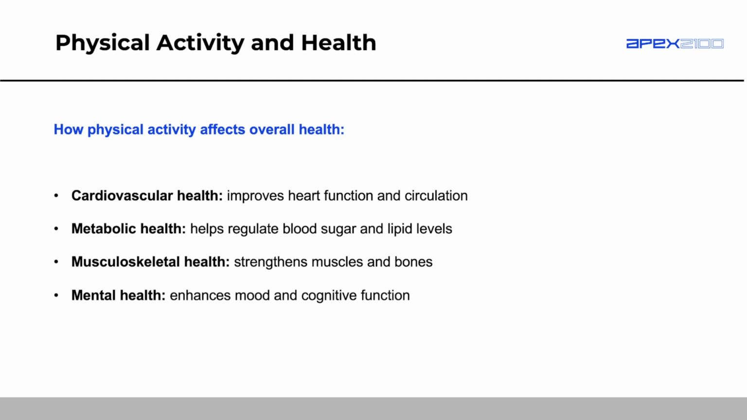Metabolic health. Whenever you see metabolic health, think obesity and diabetes. Those are the two big ones. So exercise helps us regulate our blood sugar. We want to keep our blood sugar levels controlled. When our blood sugar levels get out of control, that increases our risk for type 2 diabetes and for obesity.